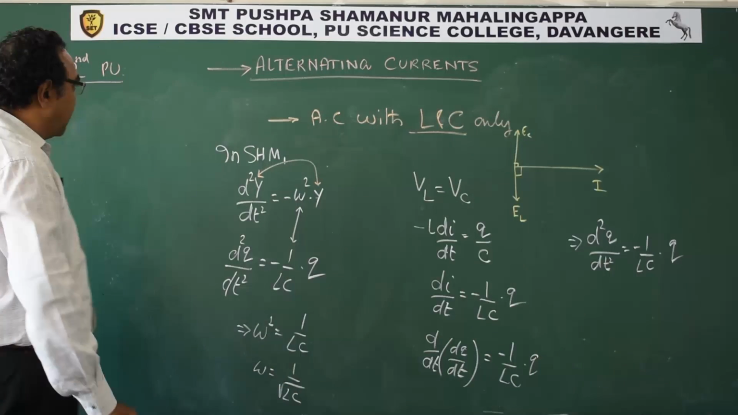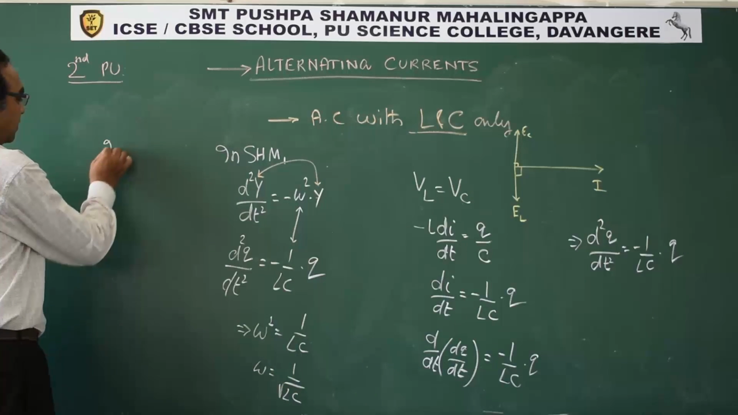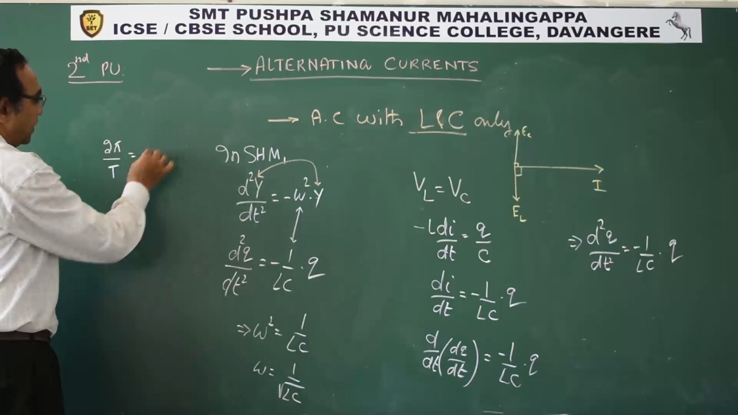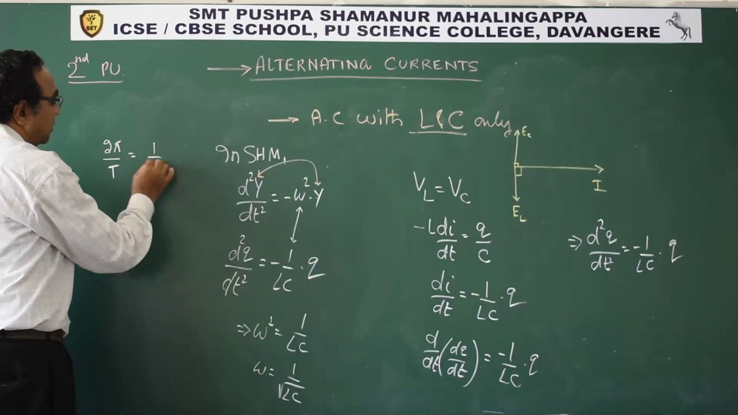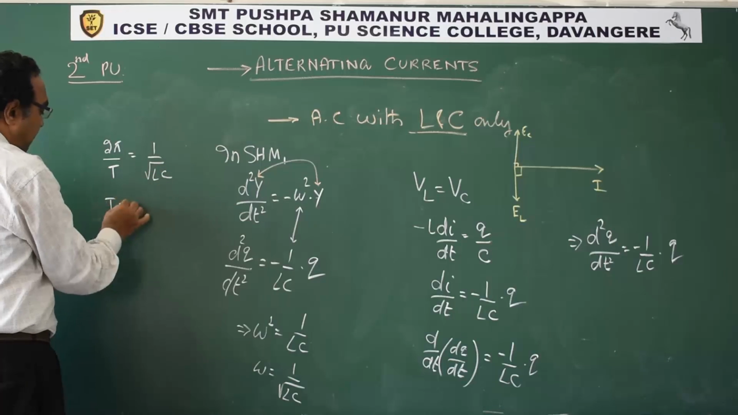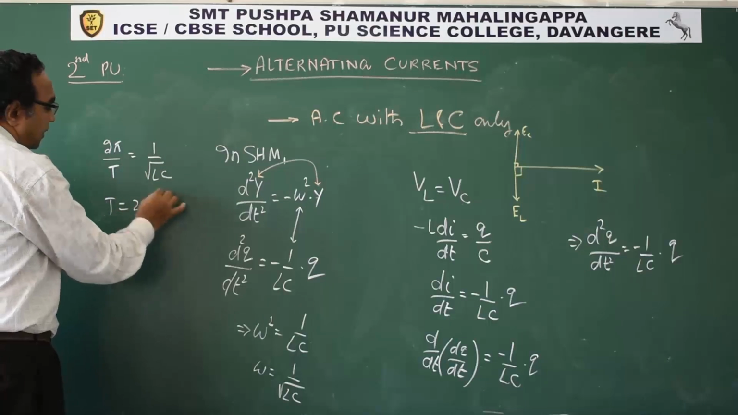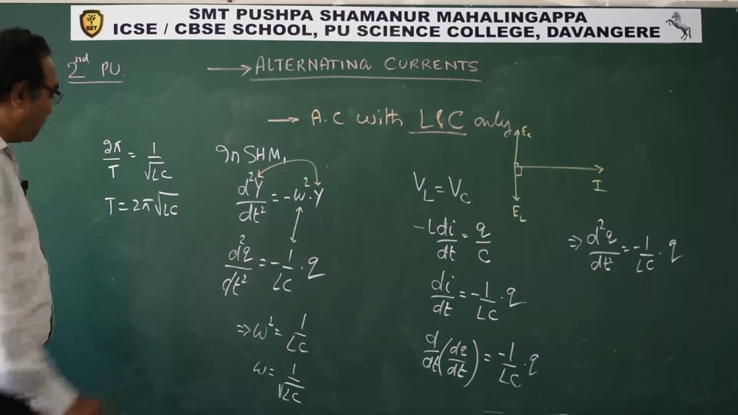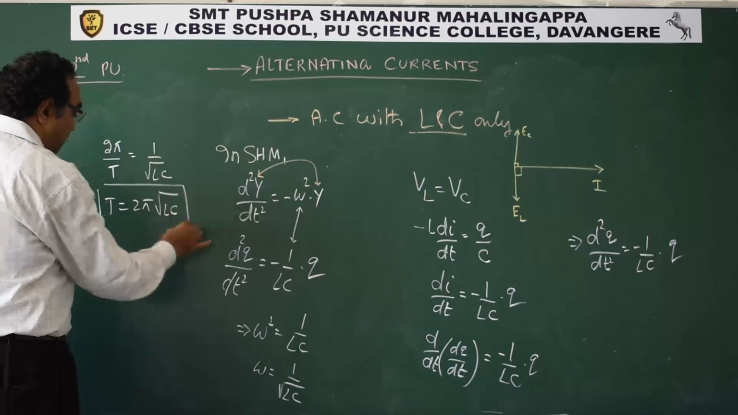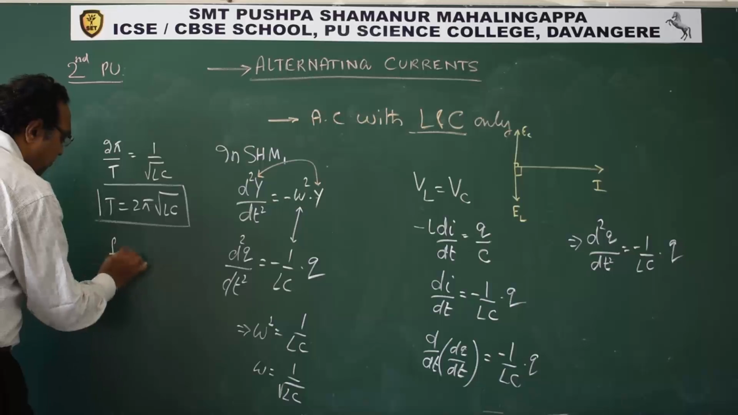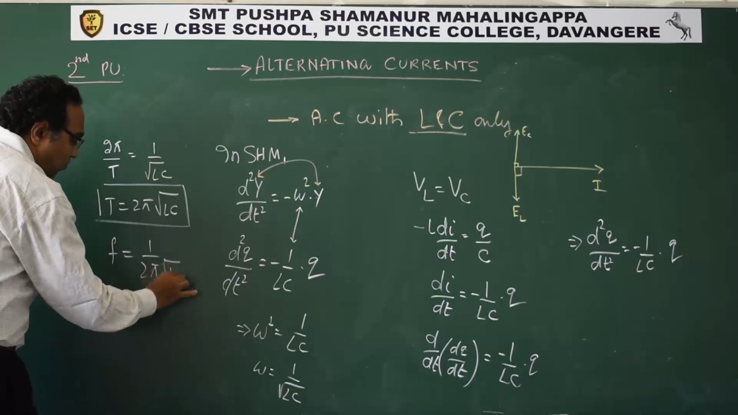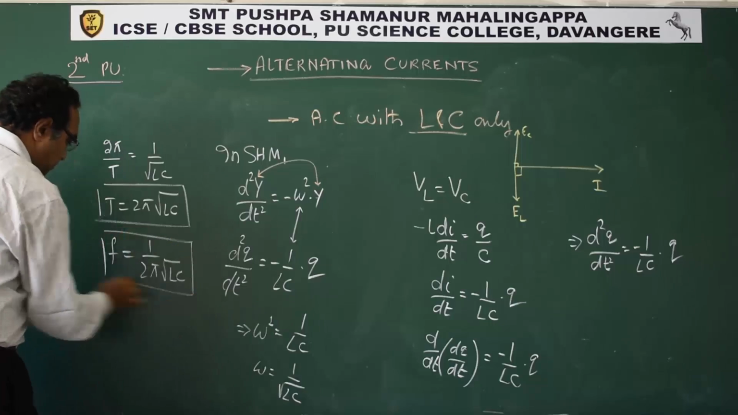What is omega? Omega is 2 pi by T, and this we get as 1 by root LC. So T is equal to 2 pi root LC. This is the time period of oscillation. Or you can say frequency f is 1 by 2 pi root LC.